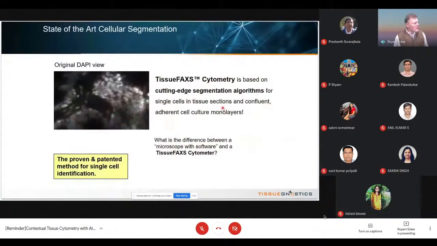Now, I have mentioned that TissueFax is based on the hardware. The core of the hardware is a high-end Zeiss microscope from Carl Zeiss, Germany.